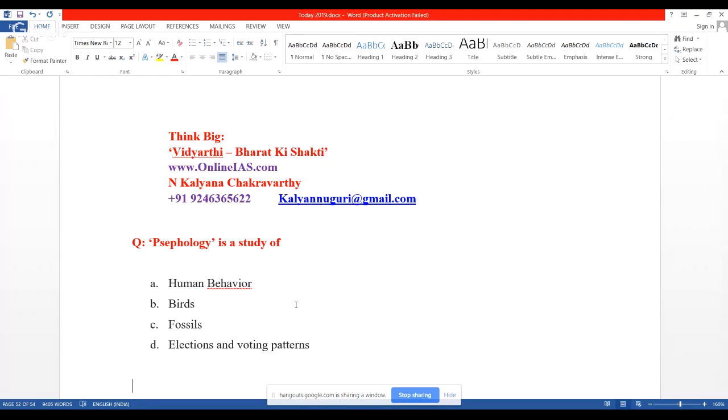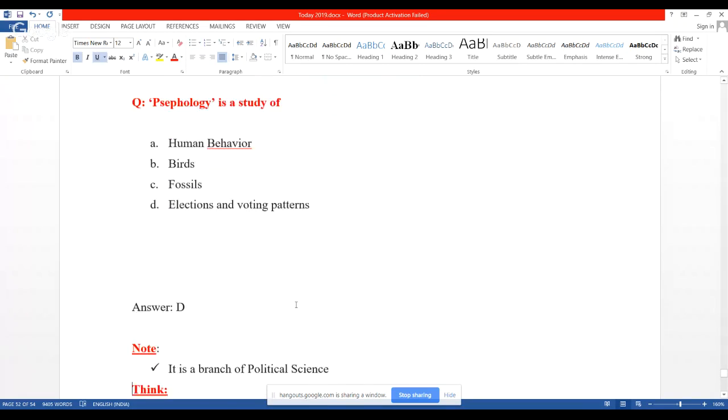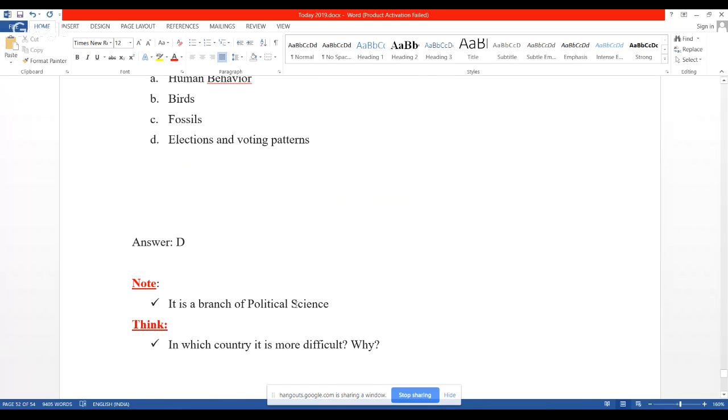Sometimes questions like this are also asked in the examination. That's the reason why I gave you this. Please remember, this is called psephology. It's a study of elections and voting patterns. Option D is the answer. Very, very important. This is a branch of political science, meaning psephology is a branch of political science. So now the point is elections and voting patterns.